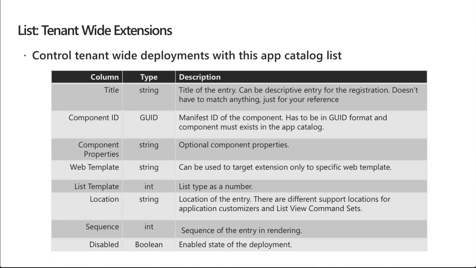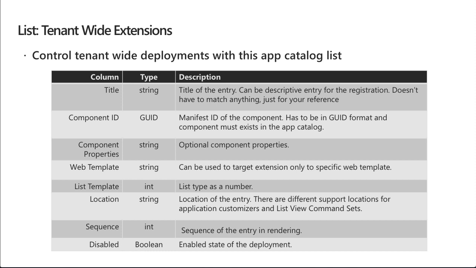So going back to the extensions, the way that this works is that there's a special list that's added to your tenant scoped app catalog. When you look at this list, there's a couple of different fields in it, and it's going to map to some of the things I just talked about a second ago. For example, the components properties, the list template, and the web template, those are all things that I just discussed a minute ago.